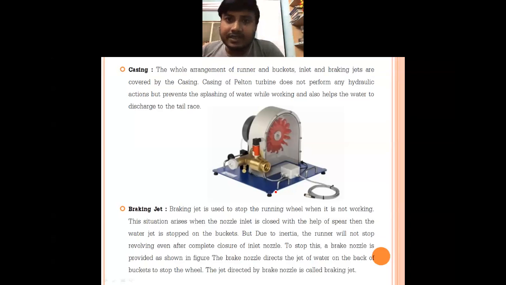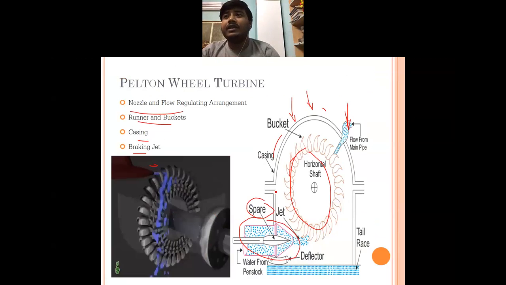Next is the breaking jet. So breaking jet is required only when the Pelton wheel is not working. Whenever the Pelton wheel is not working, then that breaking jet is used to reduce its momentum and to stop the rotation of the runner.